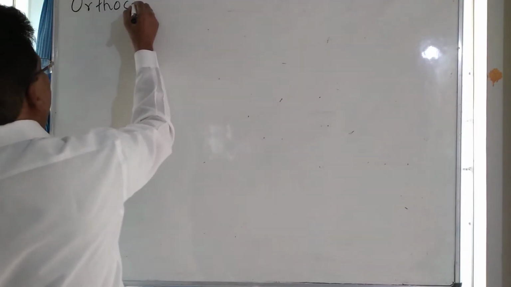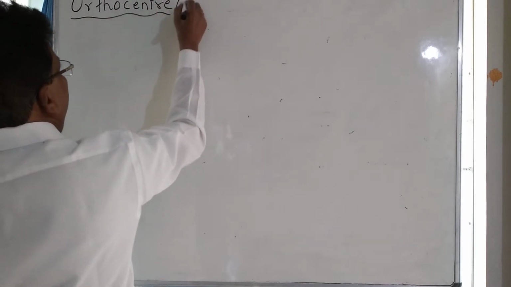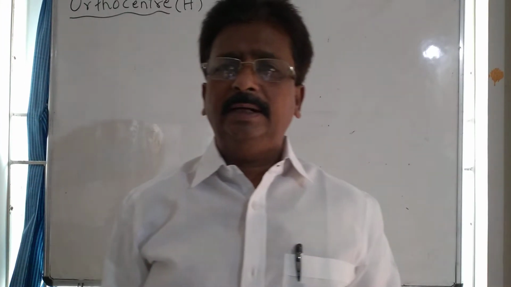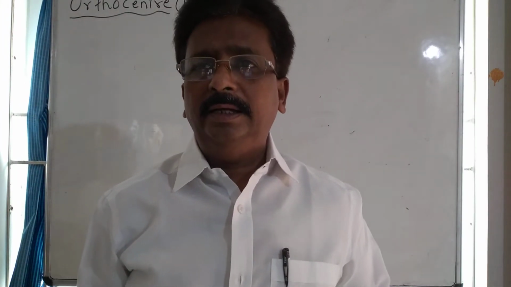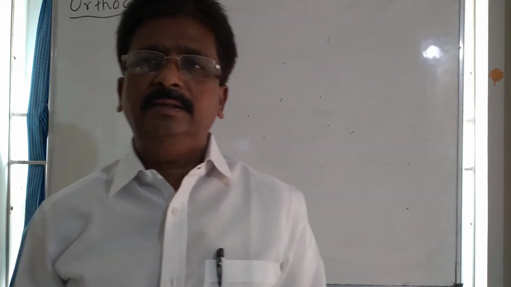Okay, orthocenter of a triangle. Which letter is used to identify the orthocenter? H. Circumcenter, yes. Centroid, G. Okay.